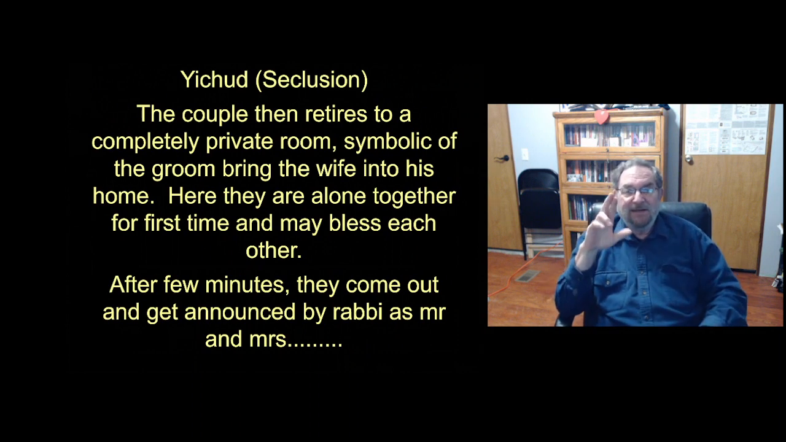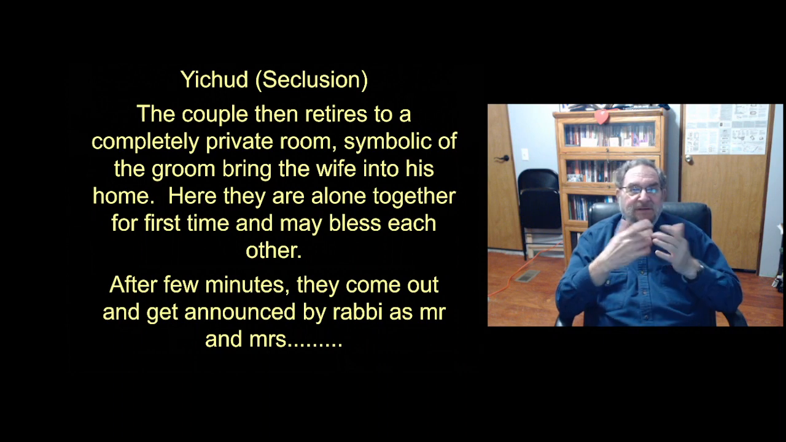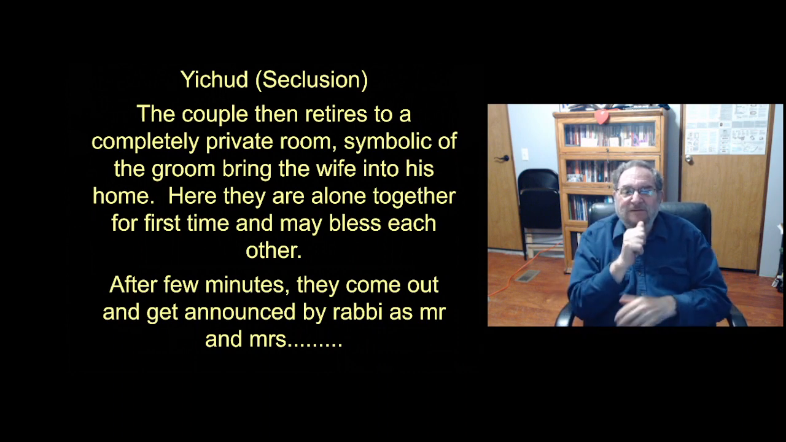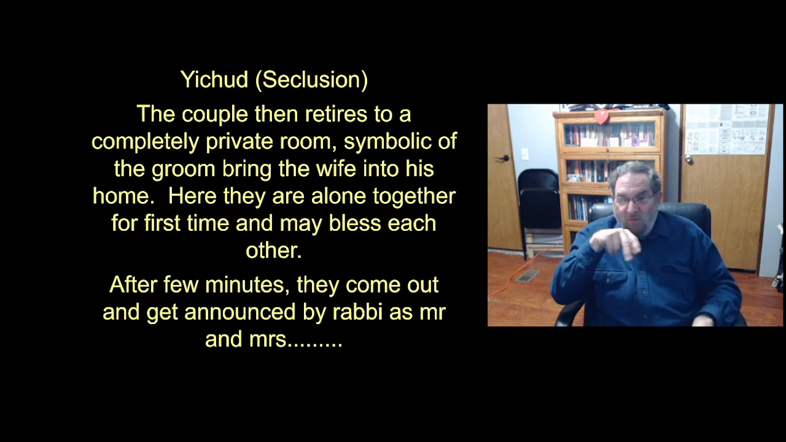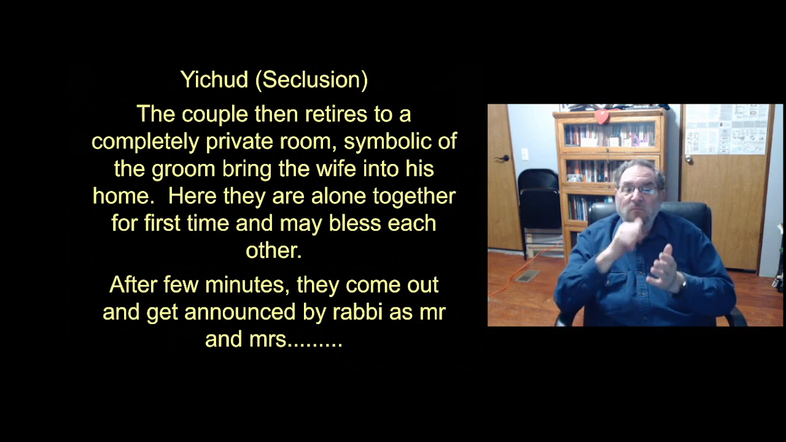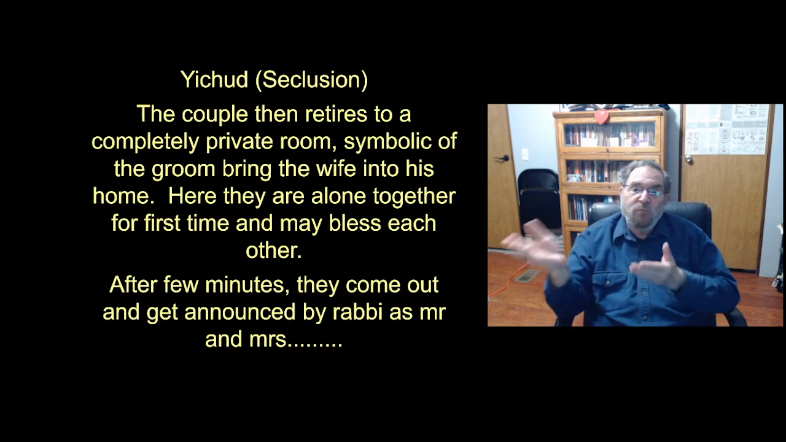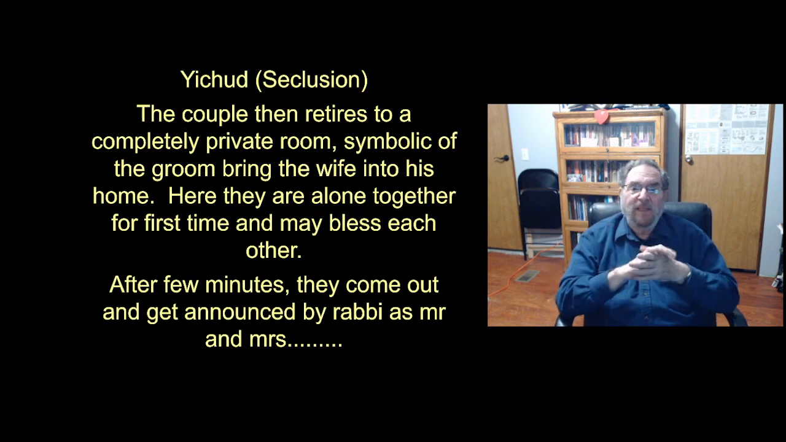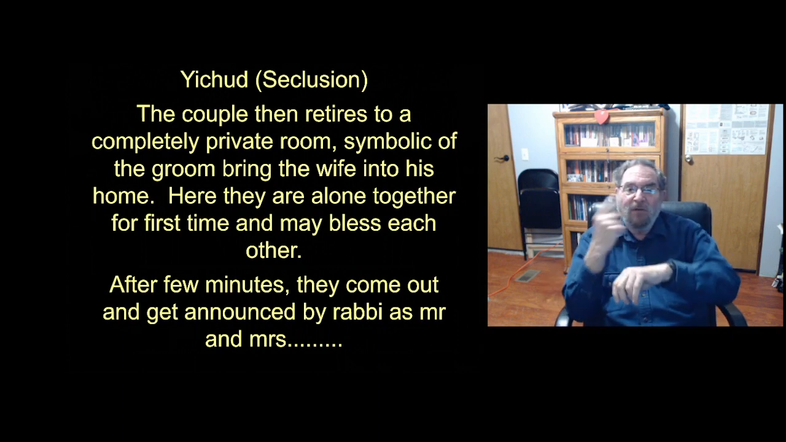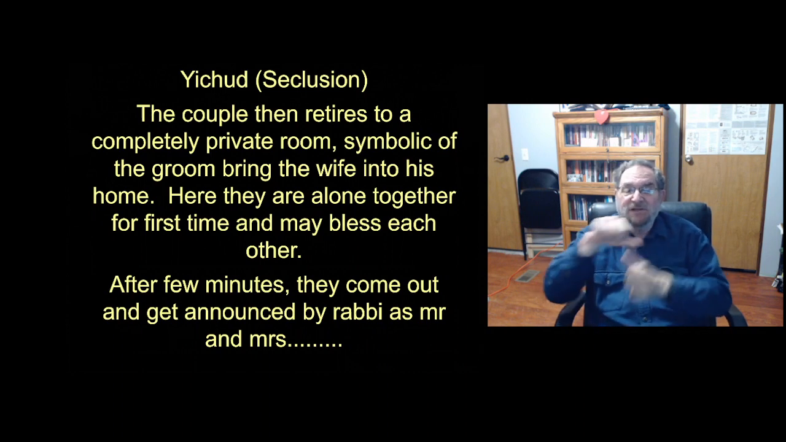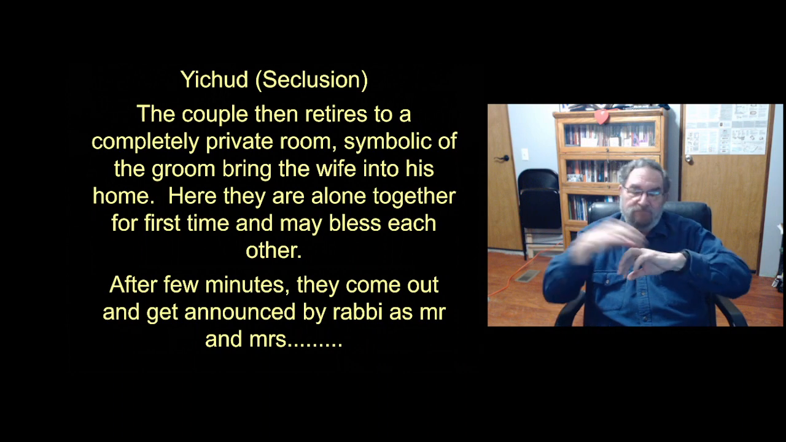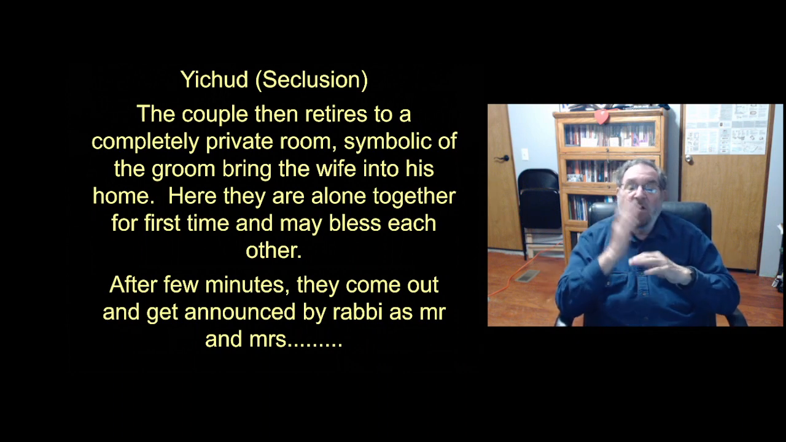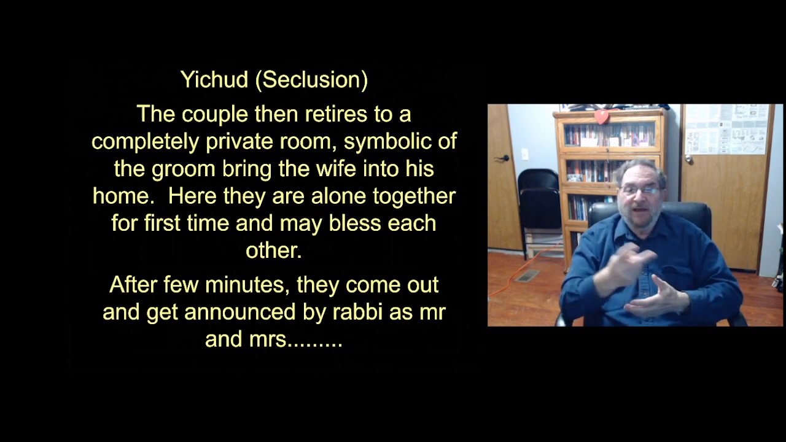The next step is called Yichud. It means seclusion, private, hidden. The couple finished breaking the glass. Now they walk into a private room. This private room is symbolic of the groom bringing the wife into his home. So here the couple has some time alone for the first time, and they're going to bless each other. And this is a time when the bridegroom can take the ring off and put it on her regular ring finger.